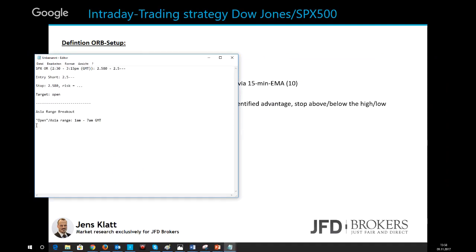But all in all, it's definitely applicable to all markets, also for FX markets, while the Asia range here, for example, I know about for quite a while, and which is working good, I think, is between 1 a.m. till 7 a.m. GMT.